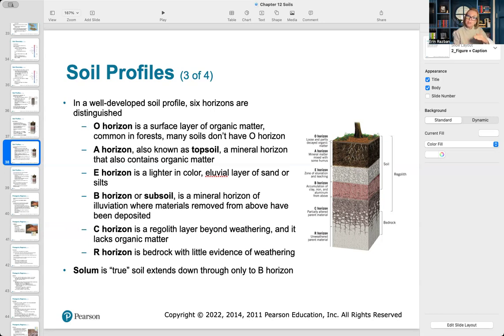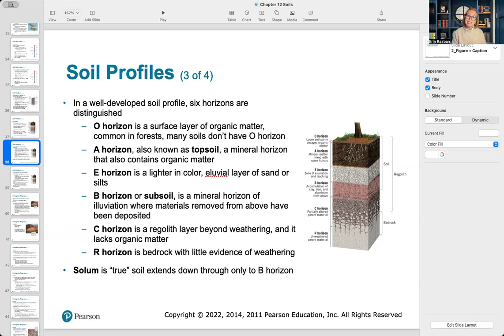The next level down is the E horizon, and this is the eluvial layer. Here, sand and silt particles concentrate as lighter materials are washed away. Picture it like a sieve that sorts soil particles. The next layer is the B horizon. This is the subsoil, where minerals from the E layer accumulate. It's like the basement of our soil cake, collecting minerals and organic compounds.